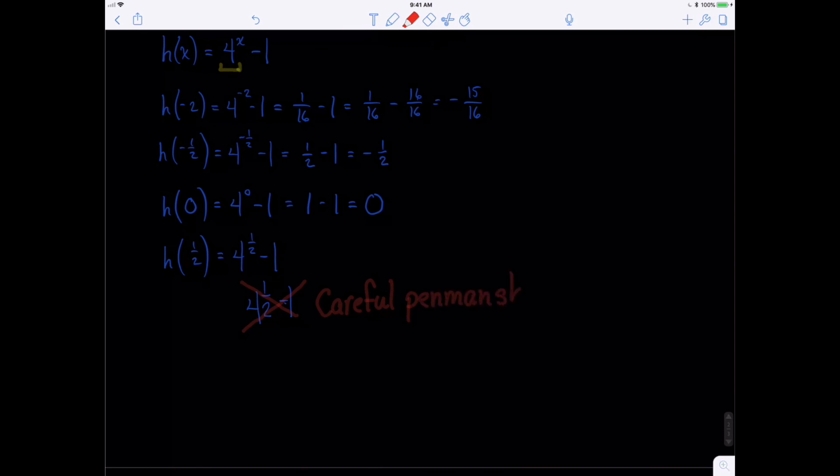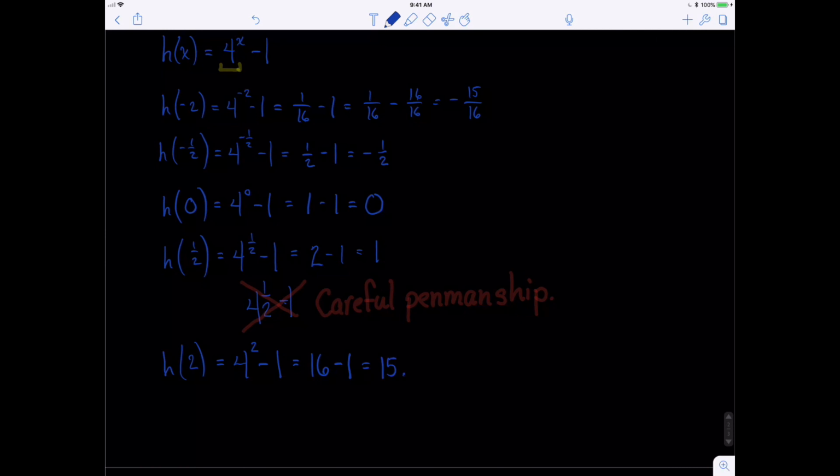So this is careful penmanship. That's a word you don't hear very often anymore, especially with how often things are typed. But penmanship, how well you write. So 4 to the 1/2, that's the square root of 4. That's 2. Subtract 1 to get 1. And our last one is h of 2. I don't even think we need to check back, because 4 squared minus 1, we can handle that. 4 squared is 16. We're going to subtract 1 from that to get 15.